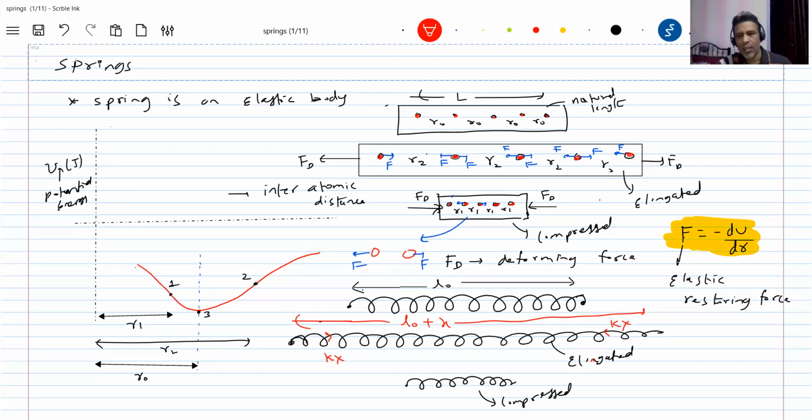So now look at this. This will be L naught plus X. It is being elongated. How much elongation? X here. Now I'll show the total elastic force that is acting. I'll call that the spring force. We'll call that K. So what is K? K is called the spring constant.